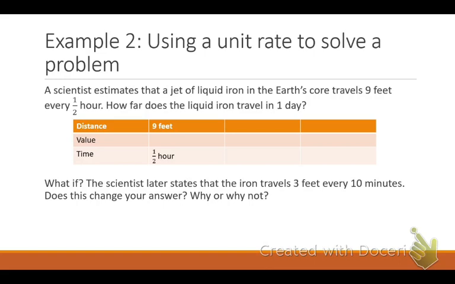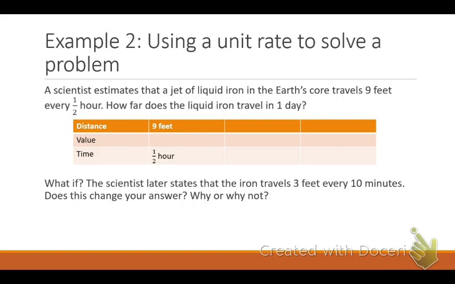A scientist estimates that a jet of liquid iron in the Earth's core travels 9 feet for every half an hour. How far does it travel in one day? So here's where I need to end up. How far does it travel in a day? So we're going to set up a table. This is how our book sets it up, and I'm okay with setting it up in a table. I don't necessarily think it's absolutely critical that we do it this way, but we can do it this way. Go ahead and set up your table, and then we're going to answer the question.